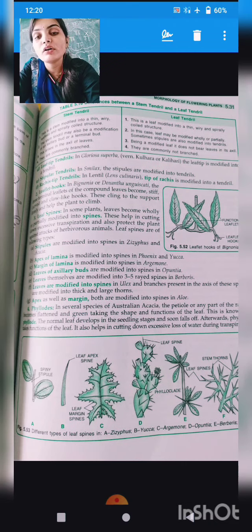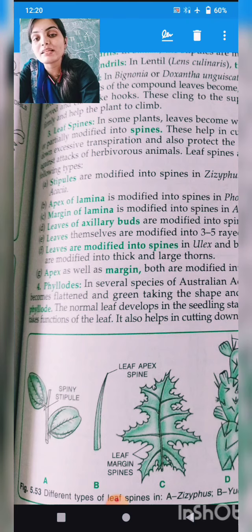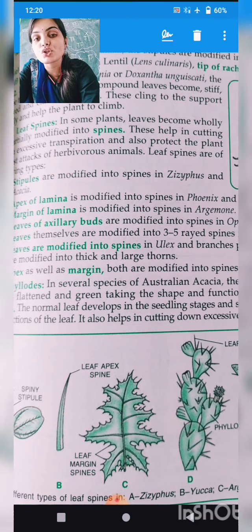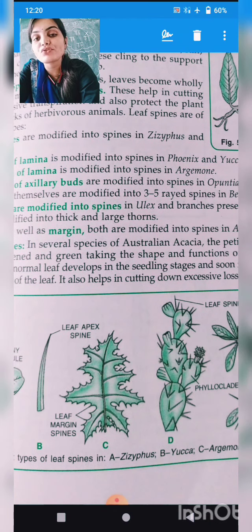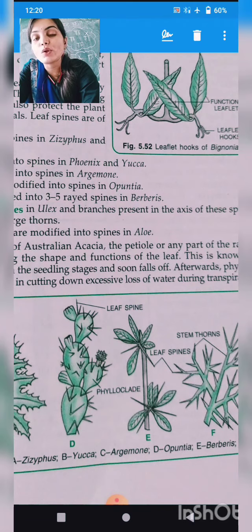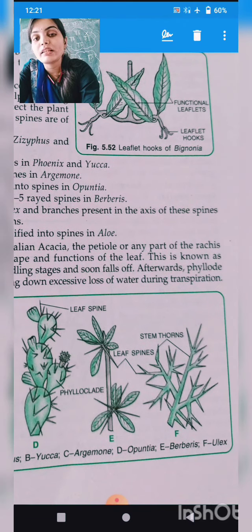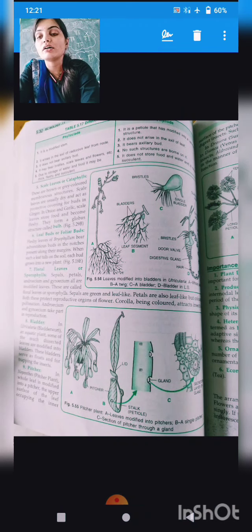Okay. Now there are some other modifications, for example here you can see spiny stipules, which is a modification of leaf. Leaf apex spine is a modification of leaf. Leaf margin with spines, modification of leaf. Leaf spine or phyllode, the modification of leaf. Leaf spines, leaf thorn is the modification of leaves. Here the stem thorn is there in the F diagram. You will not consider it in leaf modification because it is written stem thorn.